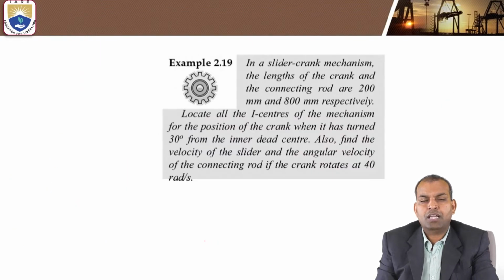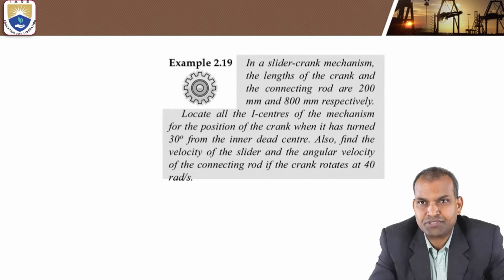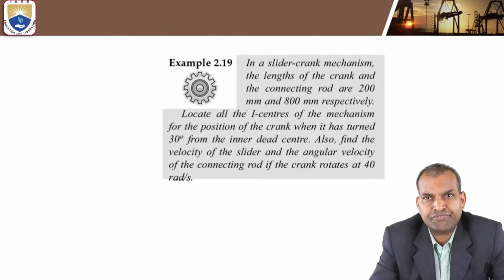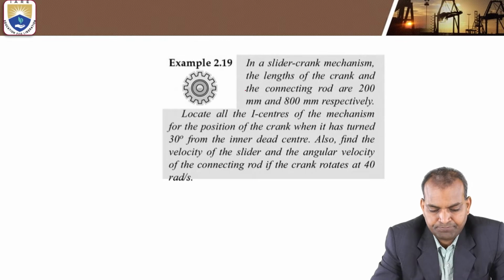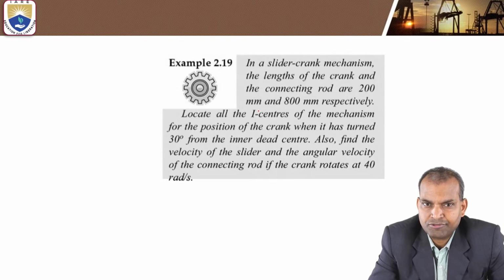Okay. Now let us solve a problem in order to better understand the concepts of instant center. In a slider crank mechanism, the lengths of the crank and the connecting rod are 200 millimeters and 800 millimeters respectively.